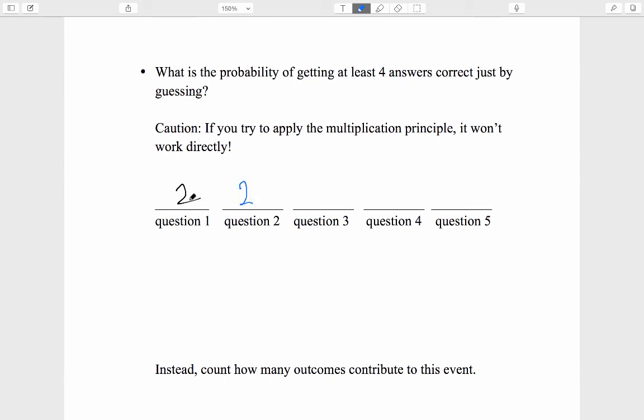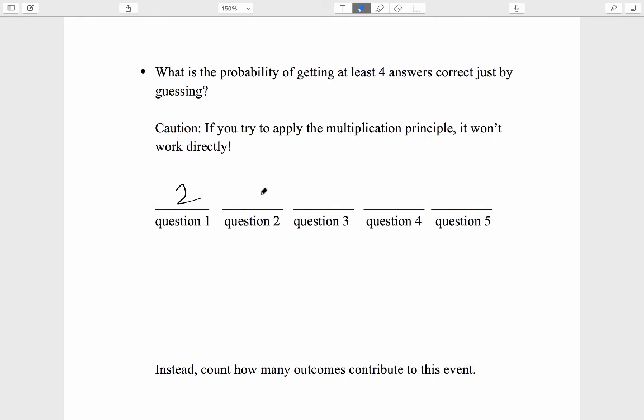But what if the answer to the first question turns out to be wrong? That would mean that I can't actually have a 2 here. I would have to have a 1 here. If I got the first question wrong, I would have to get the second question right in order to count towards the event that we're discussing. This means that I don't know what number to put here. I don't know whether to put a 2 or a 1 without doing some kind of case-by-case analysis.